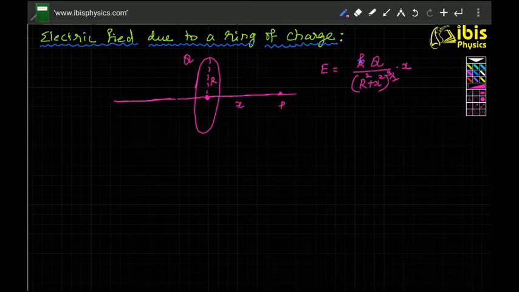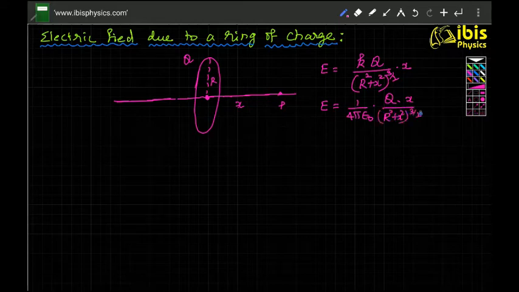We also know that k is 1 by 4 pi epsilon naught. In a more formal way, we can write 1 by 4 pi epsilon naught into qx by (r square plus x square) whole power 3 by 2.